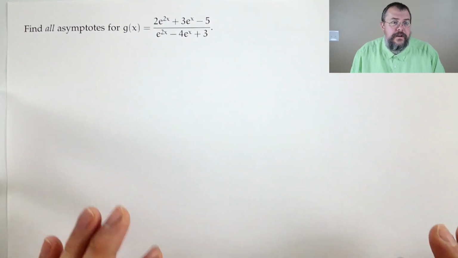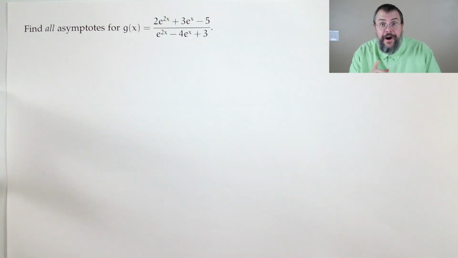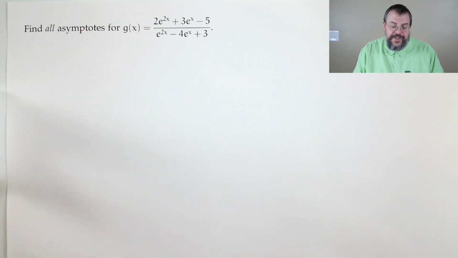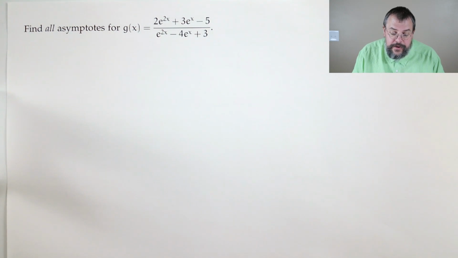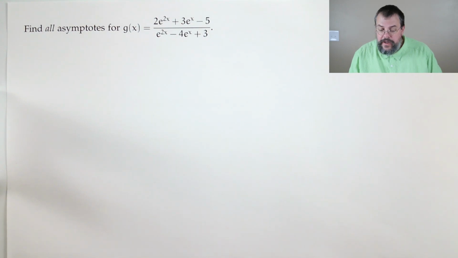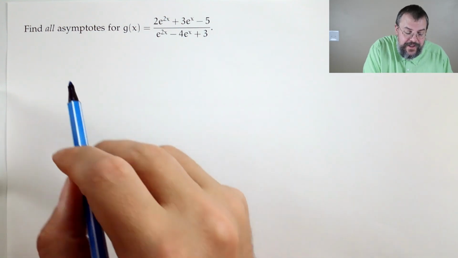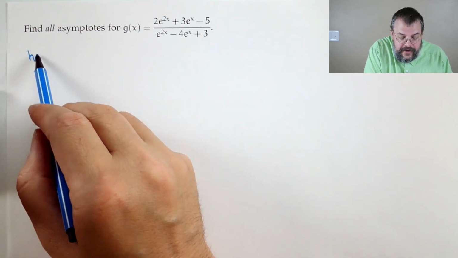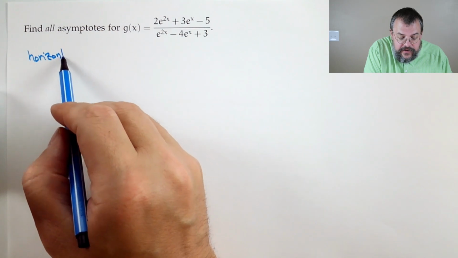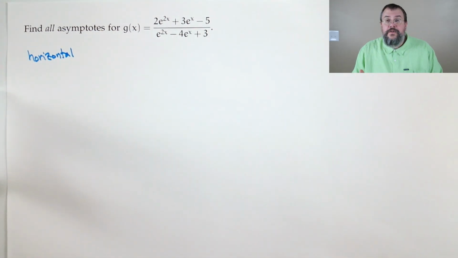Okay. Find all the asymptotes, all of them, for the function g of x is (2e^(2x) + 3e^x - 5) over (e^(2x) - 4e^x + 3). Now notice it didn't specify vertical or horizontal, which means we've got to do both. So let's start with the horizontal. The horizontal is actually very straightforward in terms of what we need to do.